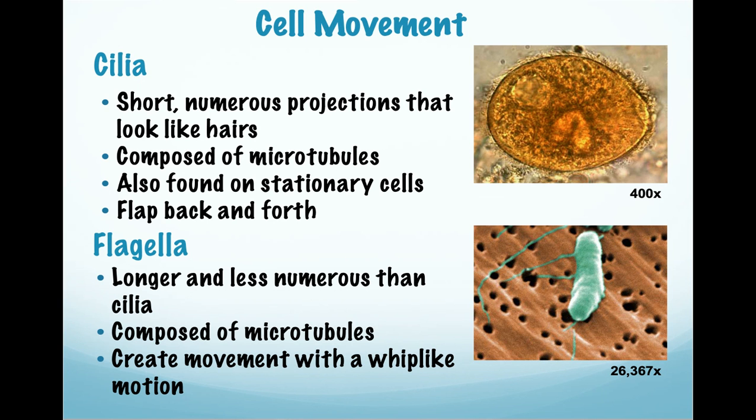Your flagella is a whip-like structure. It is like a tail. They are less numerous on cells than cilia. They are composed of microtubules, and the way they do movement is they whip that tail back and forth in order to create motion. That is the end of section 2 notes.